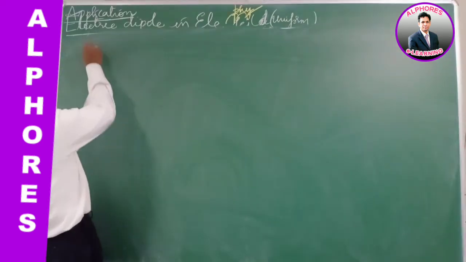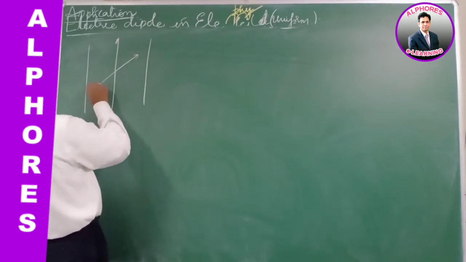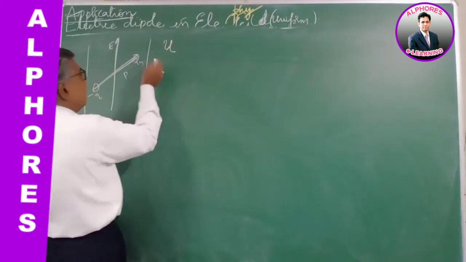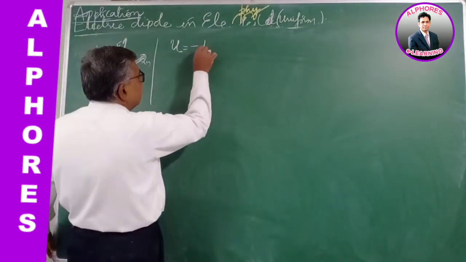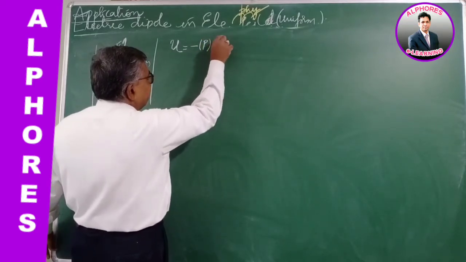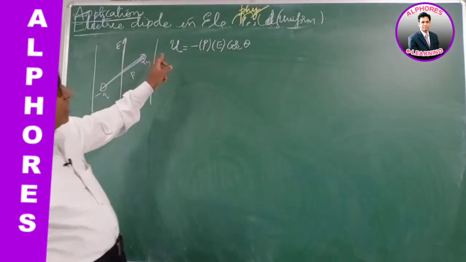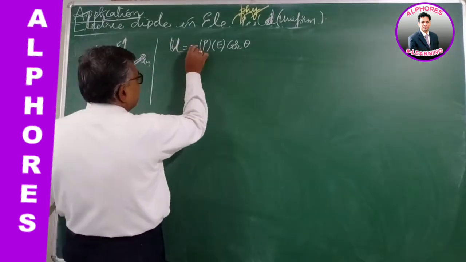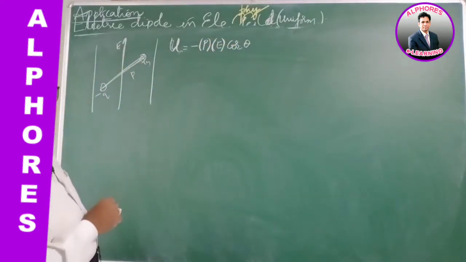When an electric dipole is placed in a uniform electric field, with dipole moment P and field E, the potential energy U of the dipole is given as minus the magnitude of the dipole moment P, times the magnitude of the electric field E, times cos of the angle between them.